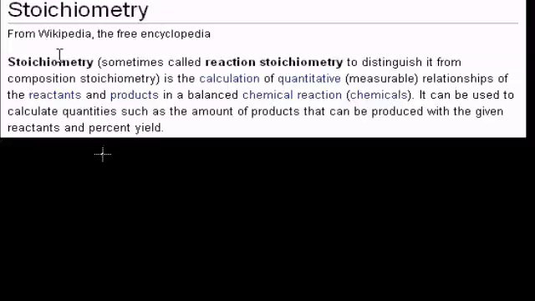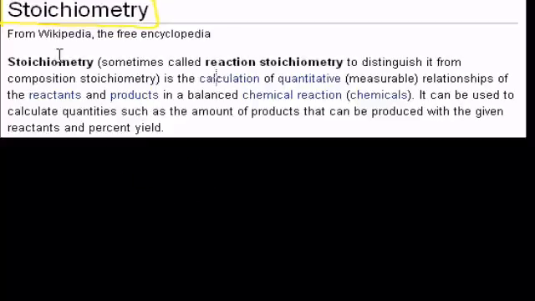We know what a chemical equation is, and we've learned how to balance it. Now we're ready to learn about stoichiometry. This is an ultra fancy word that often makes people think it's difficult, but it really is just the study or the calculation of the relationships between the different molecules in a reaction.